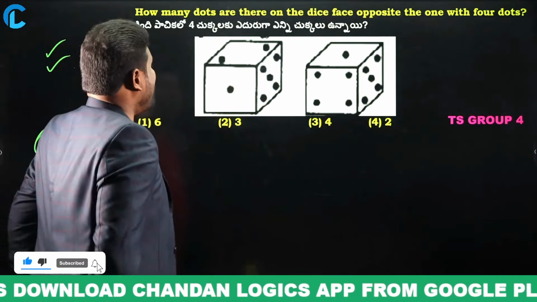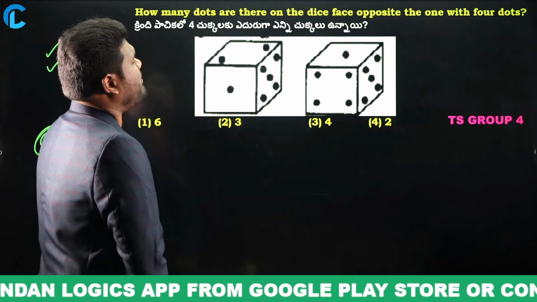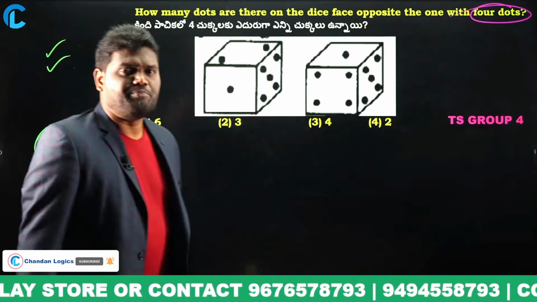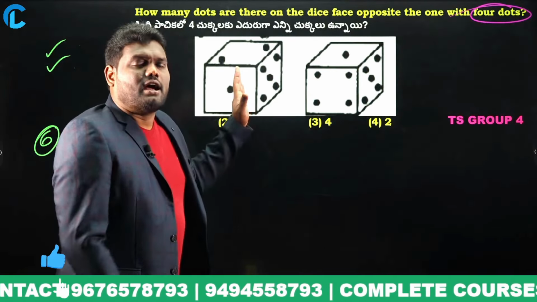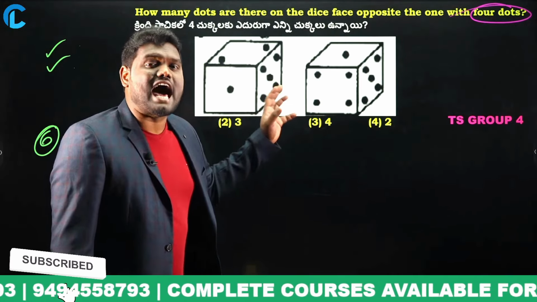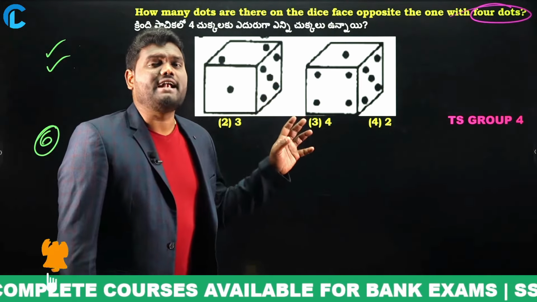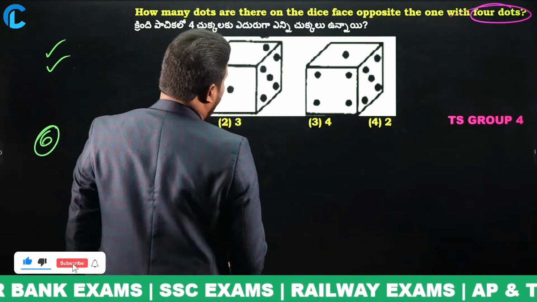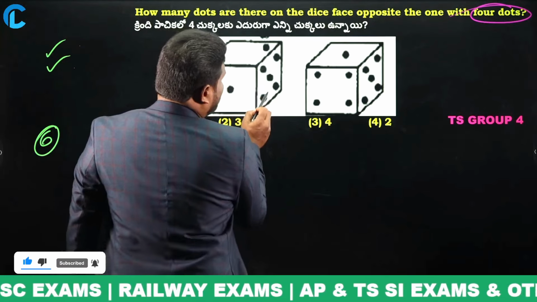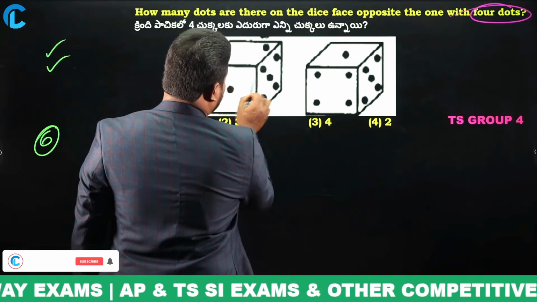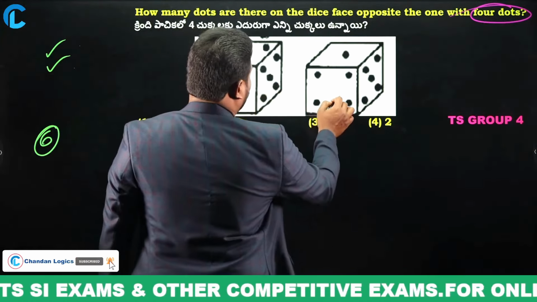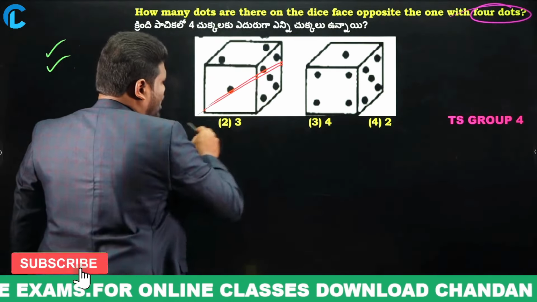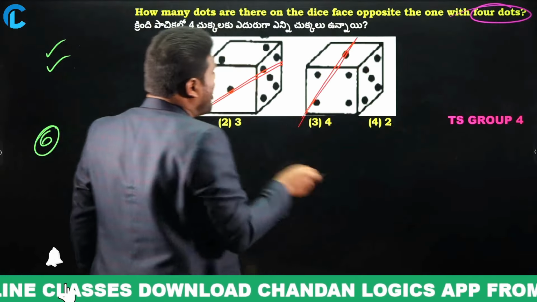Here they are asking, how many dots are there on the dice facing opposite to the one with 4 dots? So the question is about opposite to 4 dots. First, find how many elements are common. If you observe carefully, here we have 4 dots, 1 dot, and here also 4 dots, 1 dot, so 4 dots and 1 dot are common.